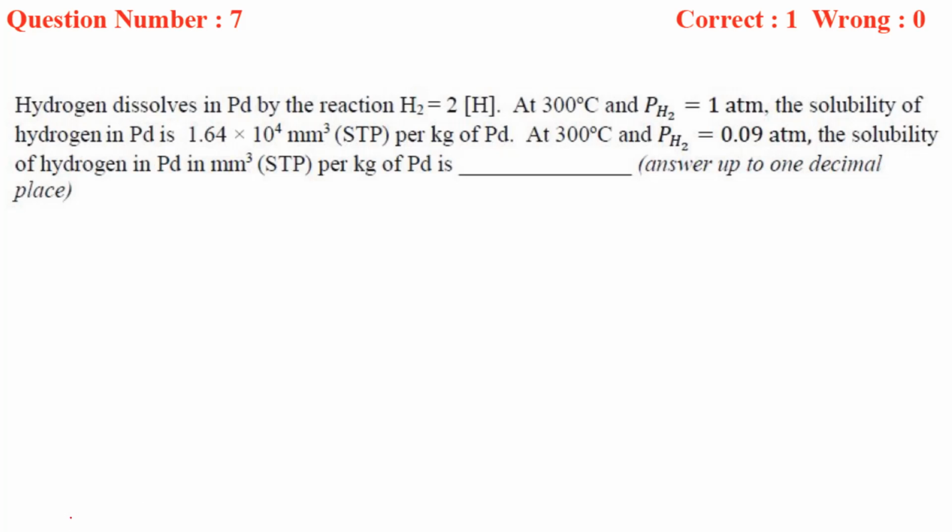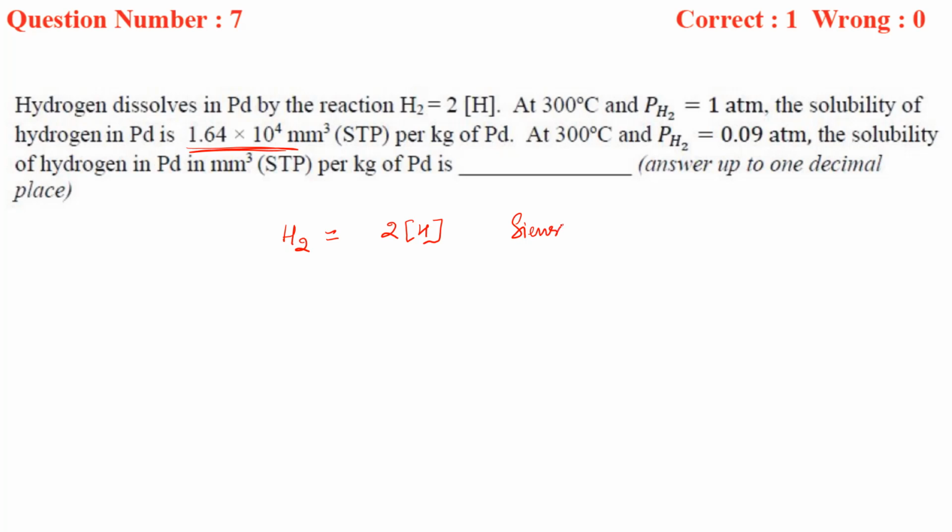Now next question. Hydrogen dissolves in palladium by the reaction H2 equal to 2H. At 300 degrees centigrade and pH2 equal to 1 atm, the solubility of hydrogen in palladium is 1.64 into 10 power 4 mm cube per kg of Pd. Okay. At 300 degrees centigrade and pH2 equal to 0.09 atm, we need to find the solubility of hydrogen in palladium. So the equation which is following here is H2 equal to 2H.